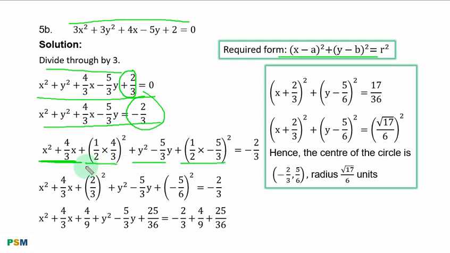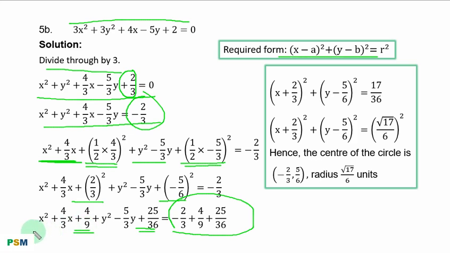When you simplify this term and this term, you have this result followed by this. When you simplify again, you have plus 4/9 plus 25/36. In order to have a balanced system, you have to add 4/9 and 25/36 to the right hand side.